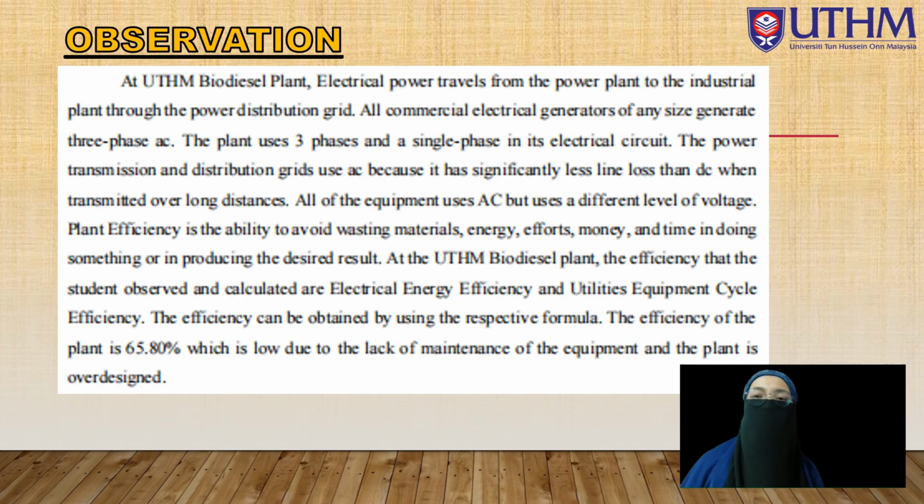For the observation, our plant has three phase electrical supply. For example, the AC uses different levels of voltage because we can save electrical energy. Why do we calculate the efficiency of the electrical energy? Because we can know whether it is valuable or whether we need to save electricity. For this task, after we calculated, we got a high value of 65.80% efficiency. That means we need more maintenance and more checkups on each process to avoid wasting energy.